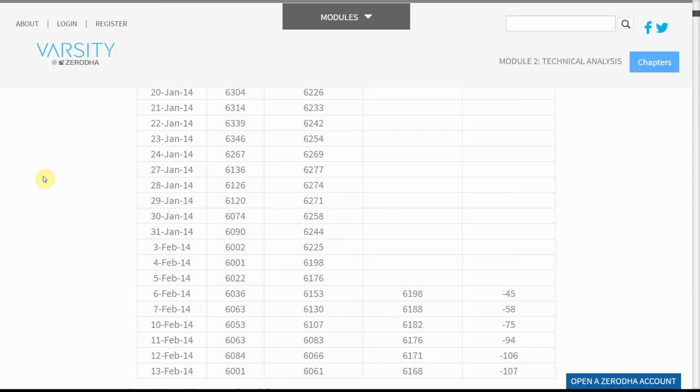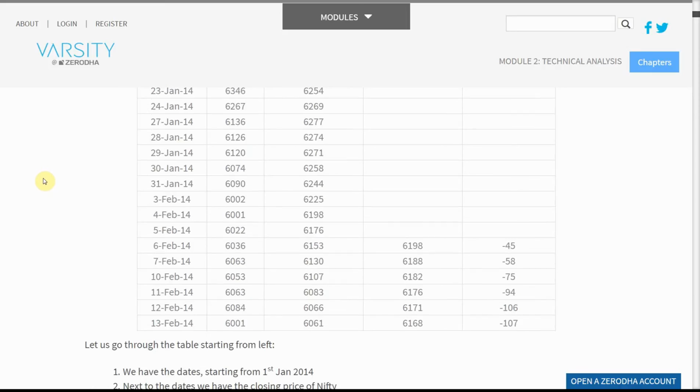The 3rd of February 2014, 6002, 6225. The 4th of February 2014, 6001, 6198. The 5th of February 2014, 6022, 6176. The 6th of February 2014, 6036, 6153, 6198, 45.